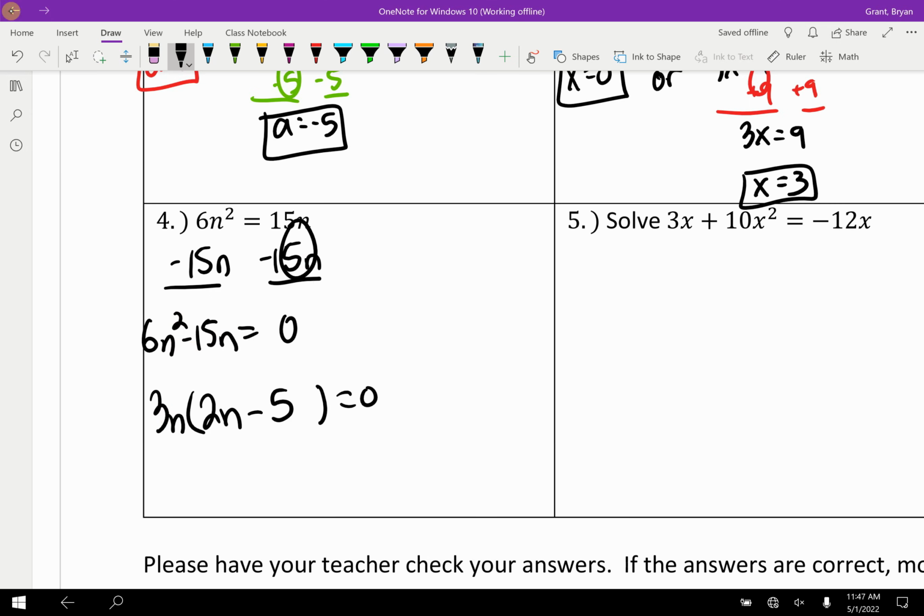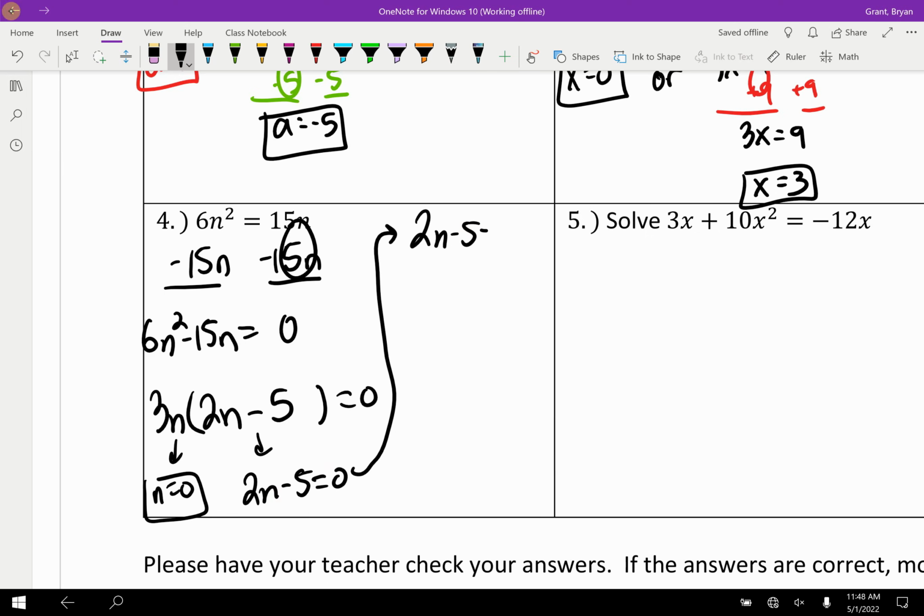3 times 2 is 6. 3 times 5 is 15. That looks pretty good. And then I need a couple of equations. N equals 0. That one's pretty easy. 2n minus 5 equals 0. Might need a little bit more room. So I'm going to take that up over here. We'll add that 5 to each side.